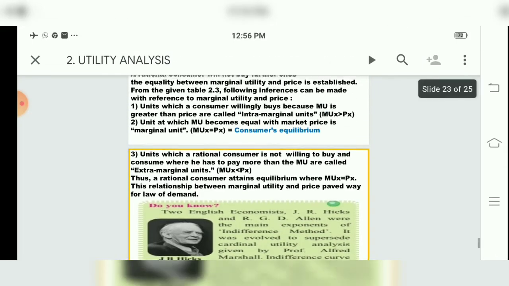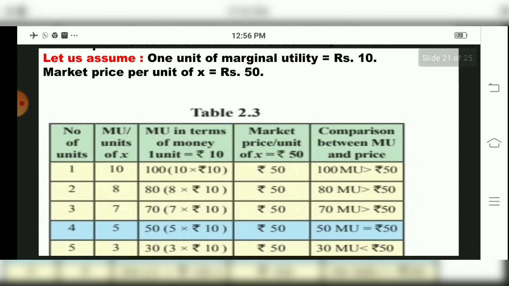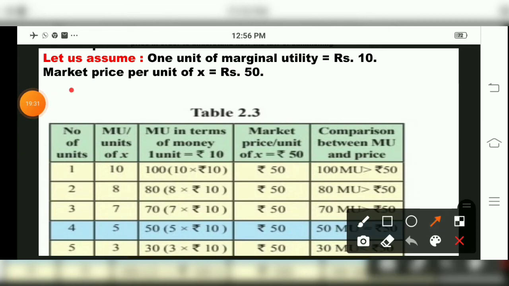This relationship, children, we have to understand by drawing this table, the relationship between marginal utility and price in the law of demand. Again I'll go back to the table, children. We'll have just a flashback. We have drawn 5 columns. Why have we drawn 5 columns? To study the relationship between MU and price. The first column is the number of units, 1 to 6. Then MU units of X.